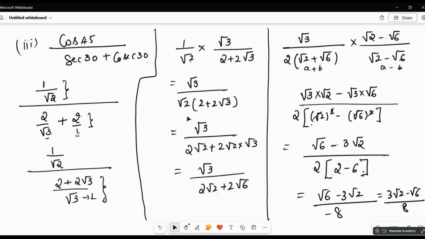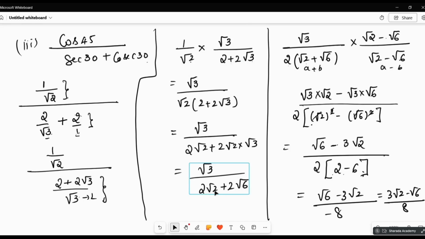Now root 3 divided by 2 into root 2 plus 2 into root 2 into root 3. That root 2 into root 3 will be what? 2 into 3, 6. So you will get 2 root 6. Okay. Now this I have to rationalize. Whenever I want to rationalize, we will always try to rationalize the denominator. Rationalize means we are trying to remove the root. That is the actual thing we are trying to do.